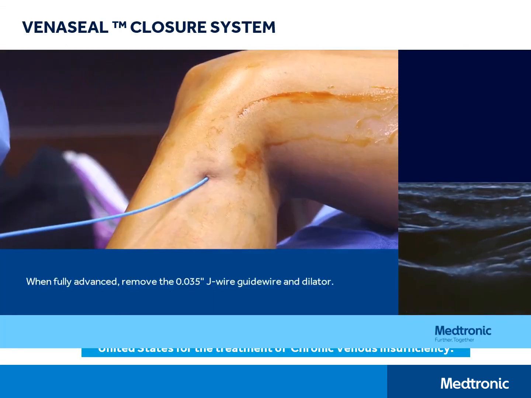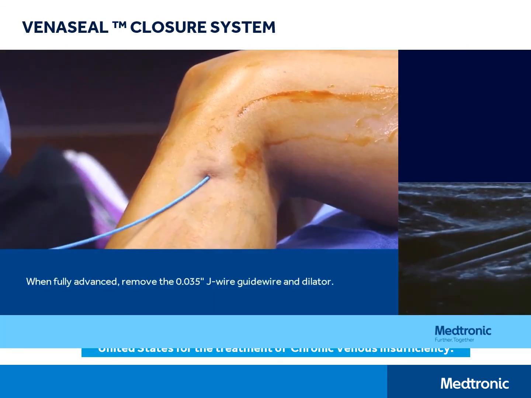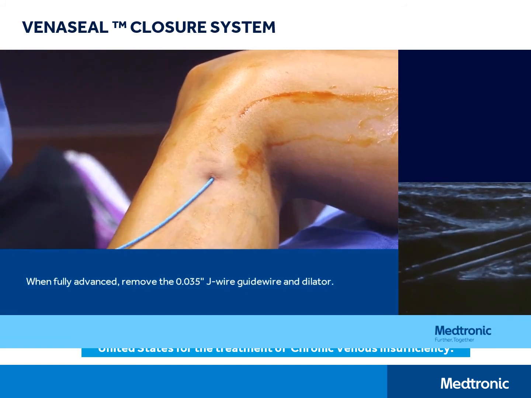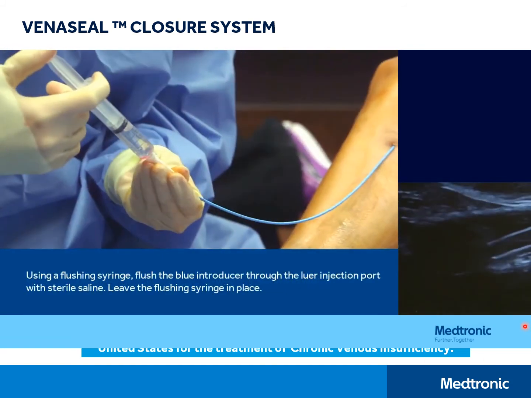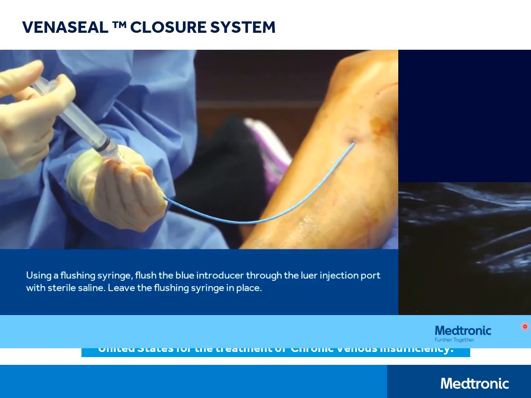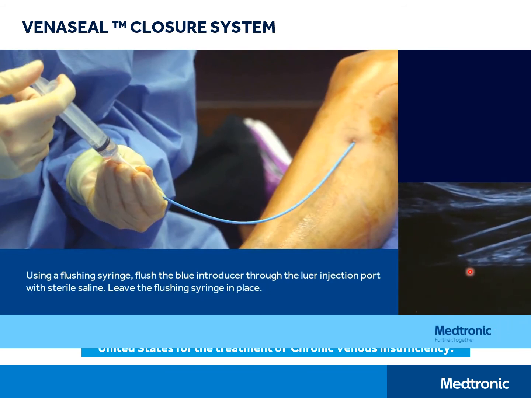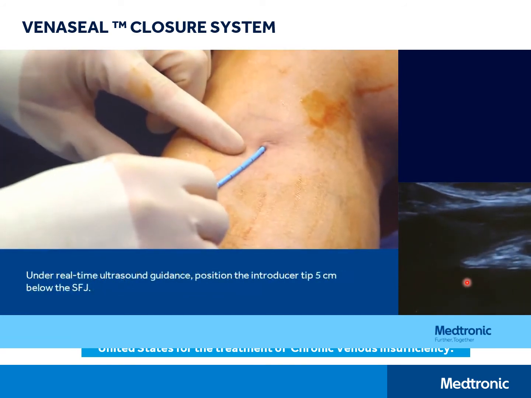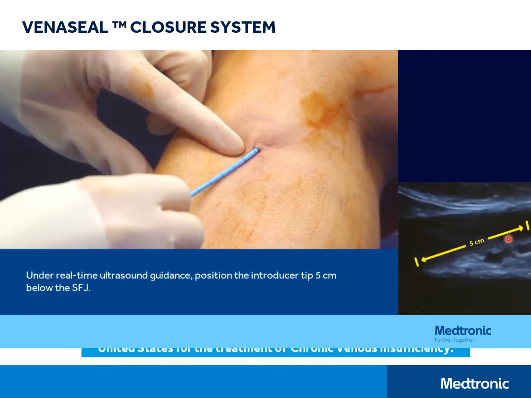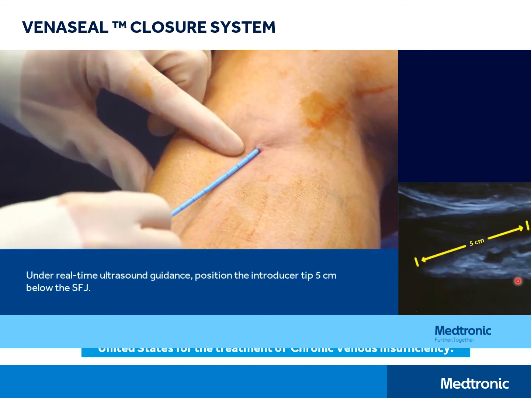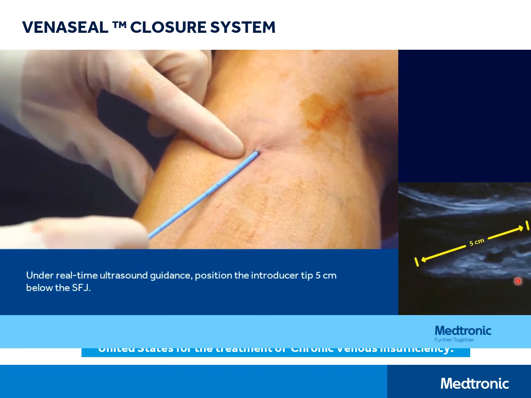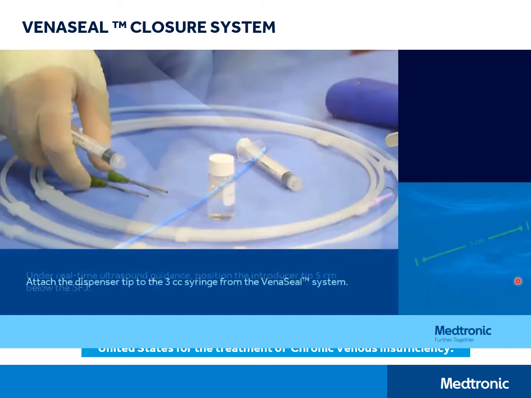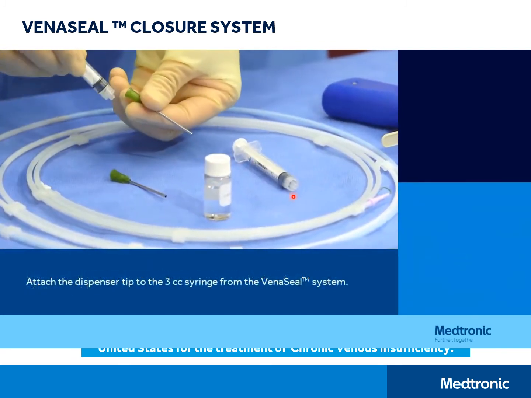So this is a syringe and needle. The first step is very much the same: puncture the GSV, place the catheter, and place this blue introducer. The tip of the blue introducer should be placed 5 cm proximal to the SF junction. In thermal ablation, we take 2 cm, but here we should keep it 5 cm proximal to the SF junction.